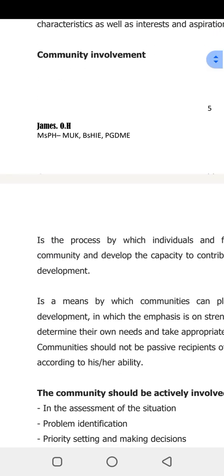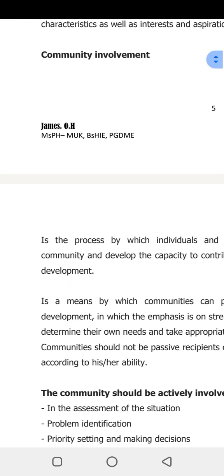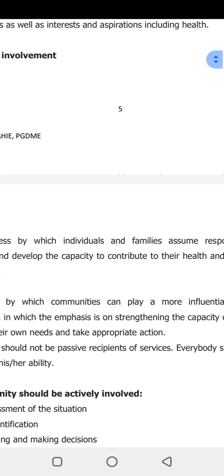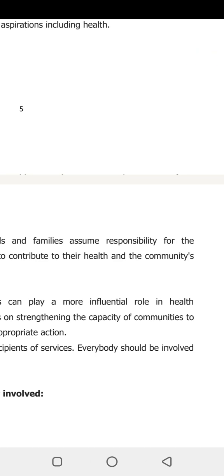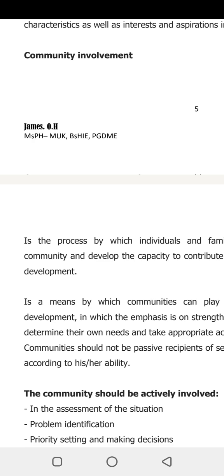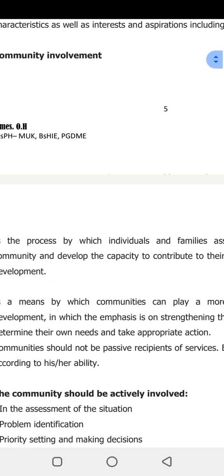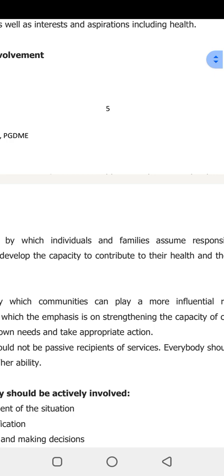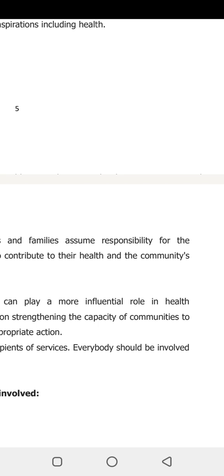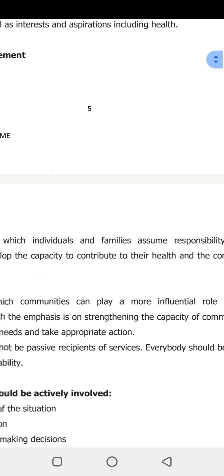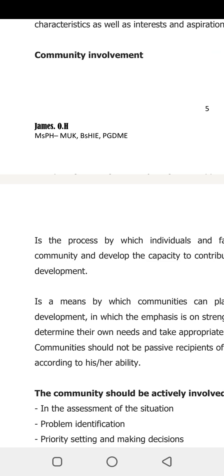Now, community involvement. Community involvement is the process by which individuals and families assume responsibility for the community and develop the capacity to contribute to their health and the community's development. Here now the community members, what the definition is all about. The community members themselves, first of all, they take the initiative.